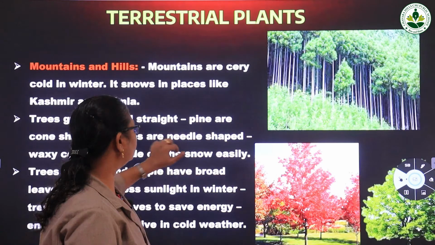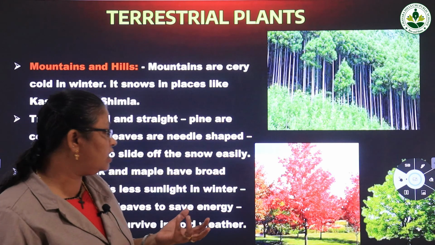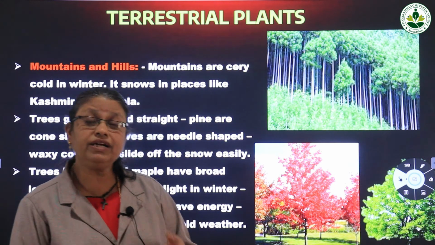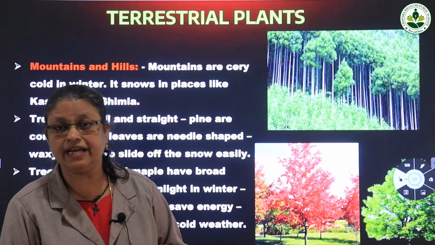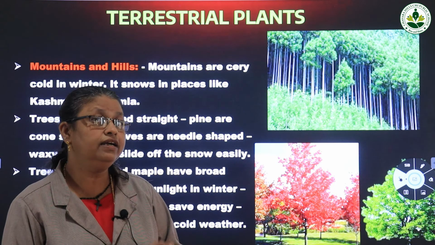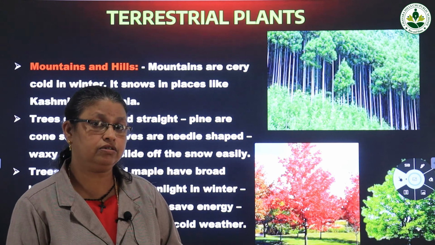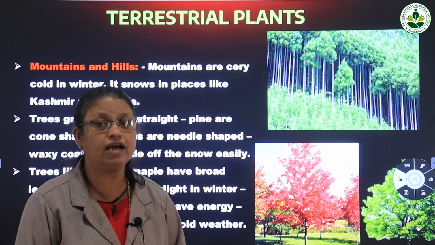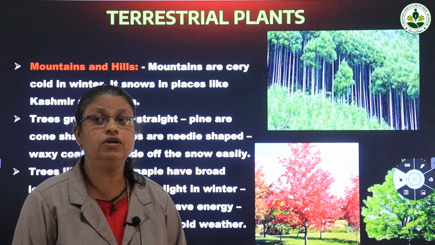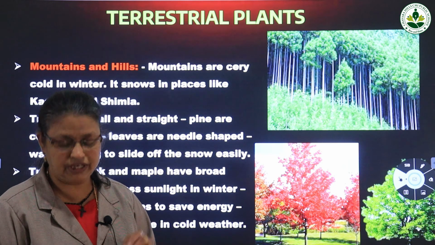And trees like oak and maple have broad leaves. Compared to pine trees, they have broad leaves, and during the winter season there is less sunlight. The availability of sunlight is very less. Because of that, they shed their leaves to save energy. The trees like oak and maple shed their leaves during the winter season to save energy, because there is less sunlight during winter.